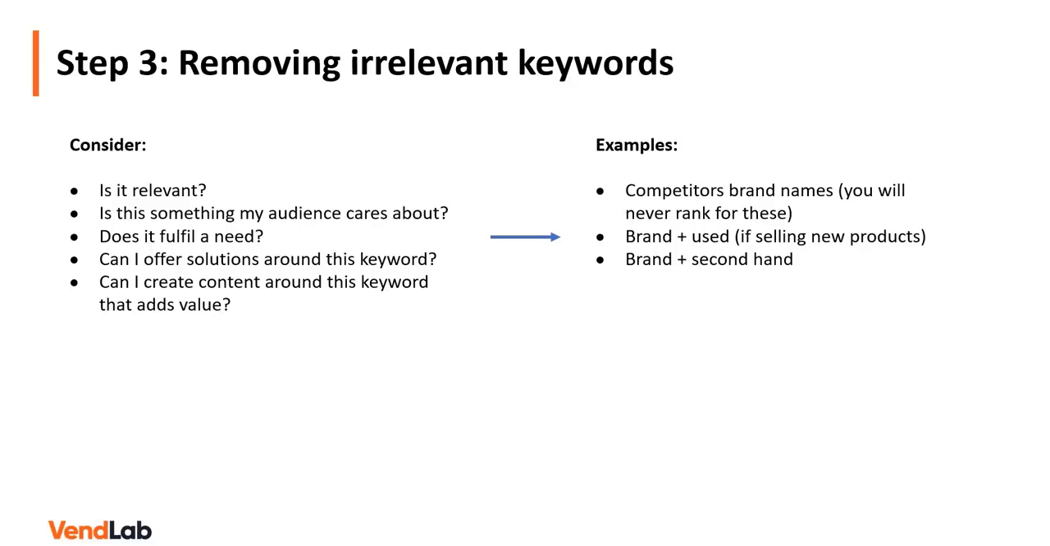So if you've got a keyword that is a typo or something like that, it's going to be very hard to create content around this. So you should probably not do this. Examples of things that you should remove would be competitors' brand names. You won't be able to rank for this. You'll always be below the competitor. If you're selling physical products, something like your brand plus used, or your brand plus secondhand, you don't want to be found for those kind of searches, or brand plus review. Probably don't want to be found for that kind of thing.